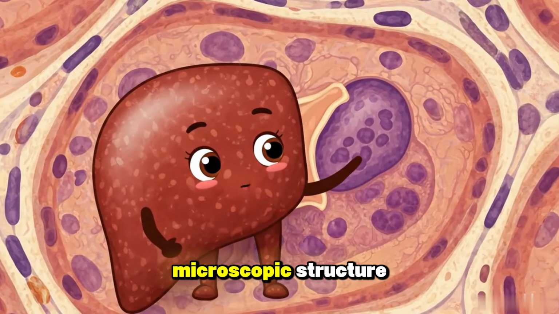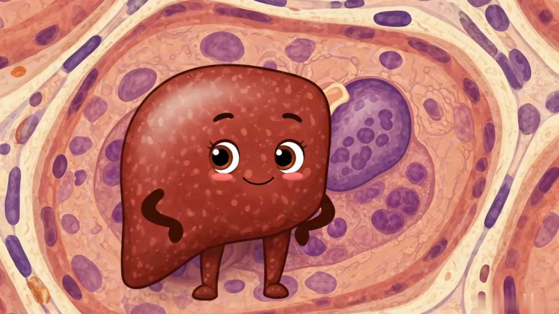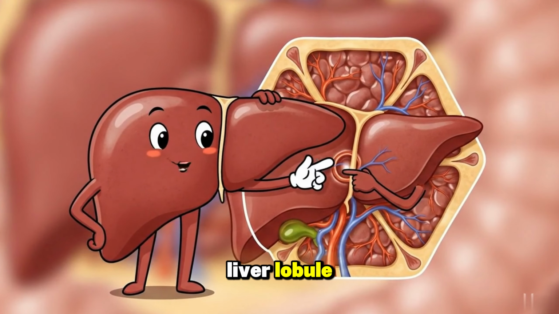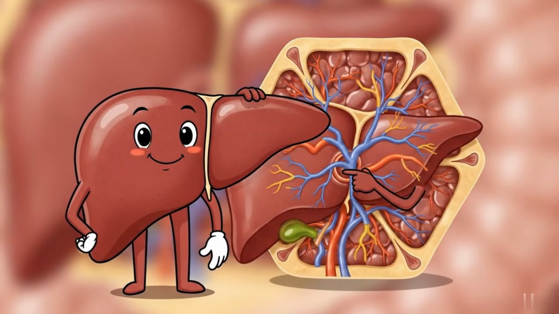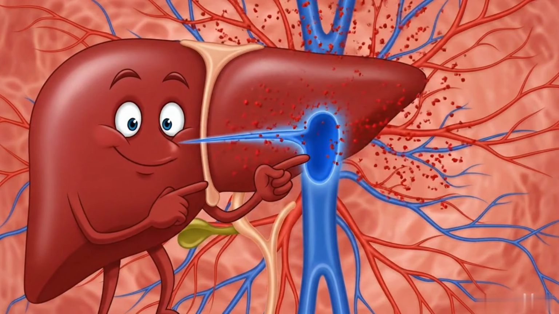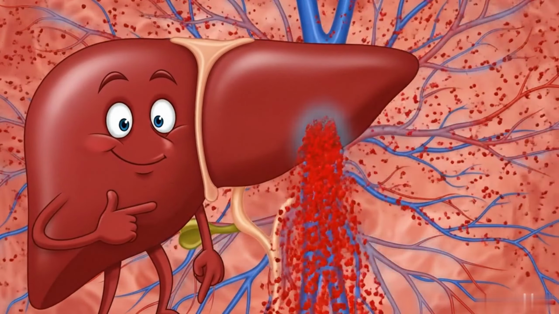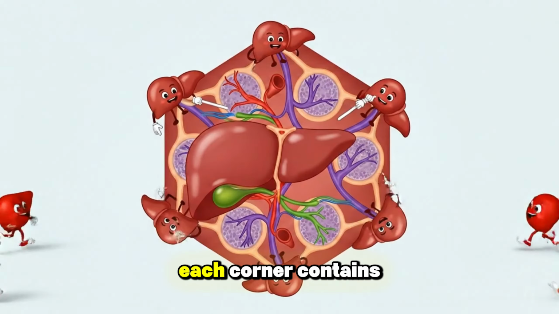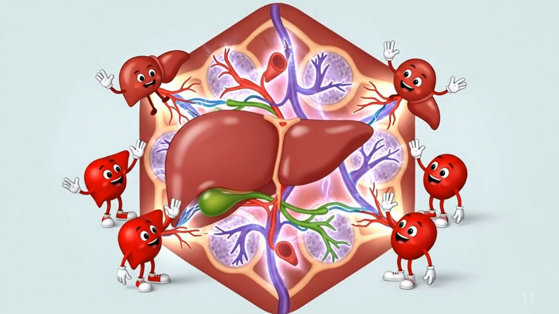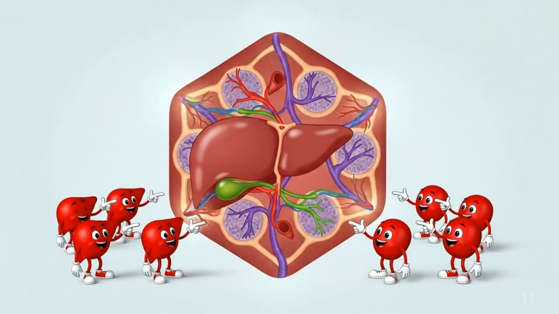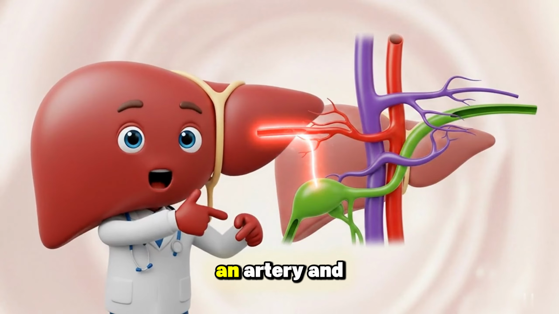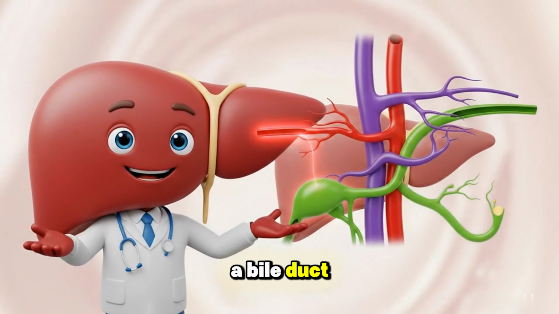Now let us look at my microscopic structure. My basic structural unit is the liver lobule. Blood flows toward the central vein. Each corner contains a portal triad. Each portal triad contains a vein, an artery, and a bile duct.